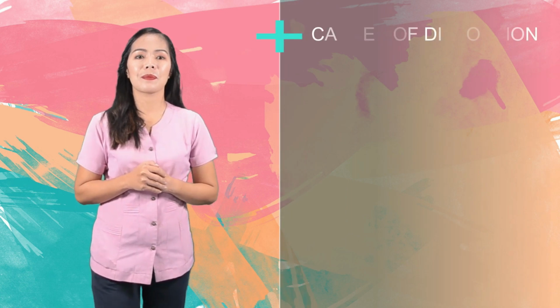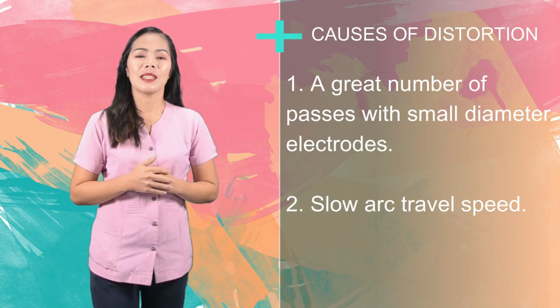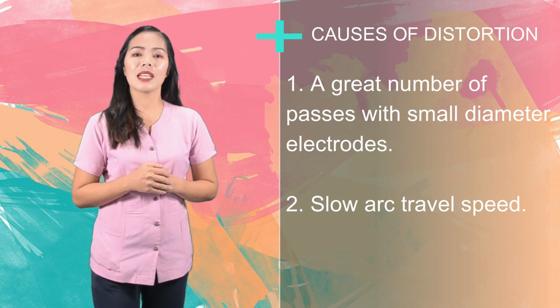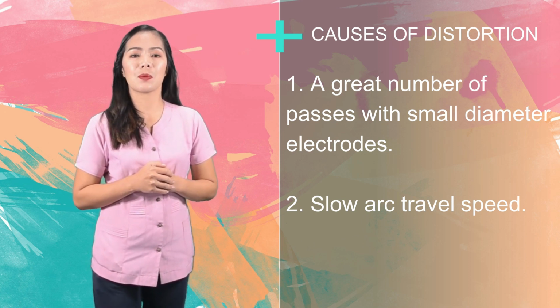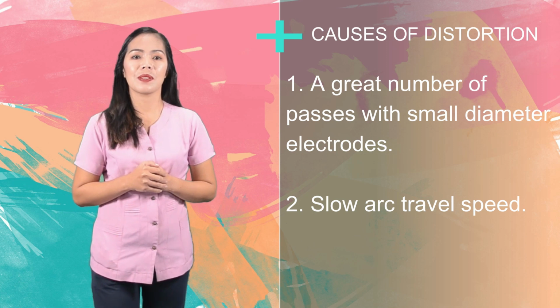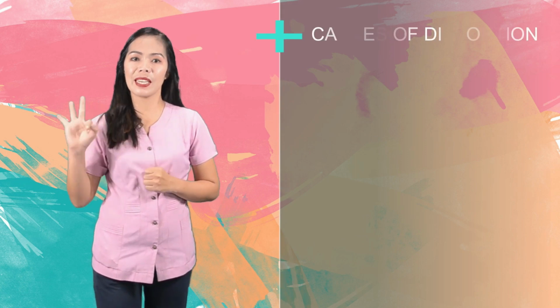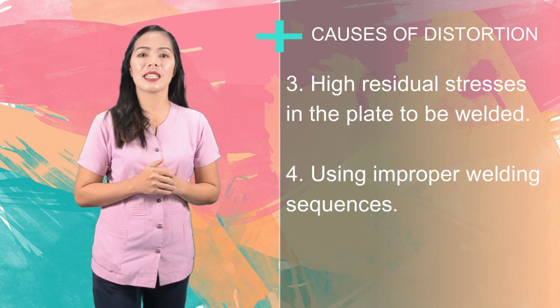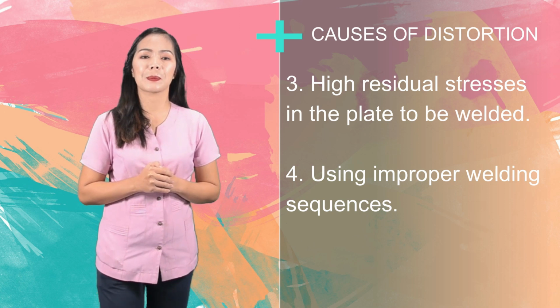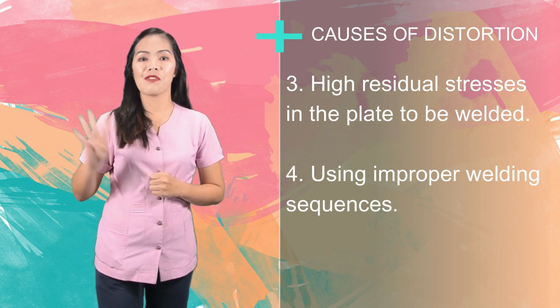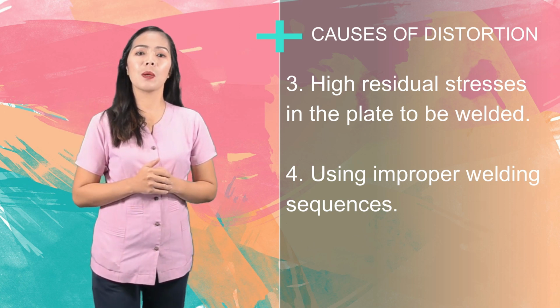Causes of distortion. Number 1. A great number of passes with small diameter electrodes. Number 2. Slow arc travel speed. Number 3. High residual stresses in the plate to be welded. Number 4. Using improper welding sequences.